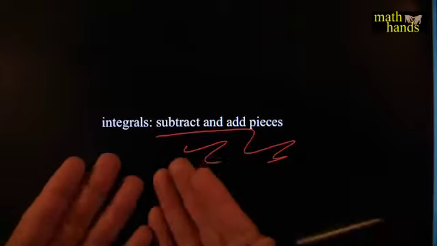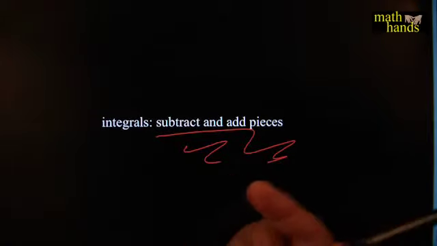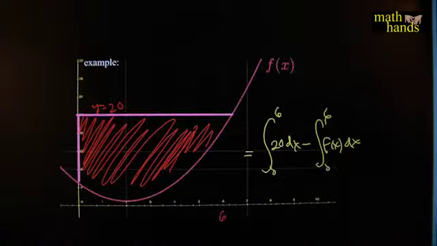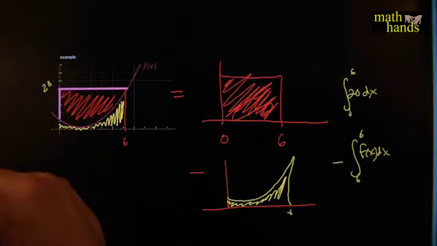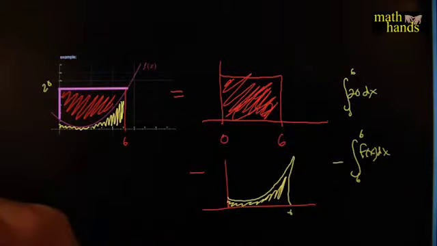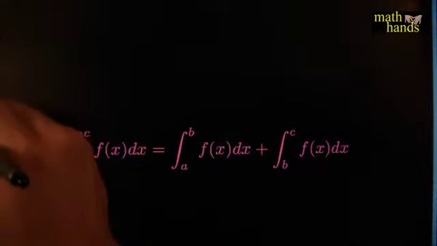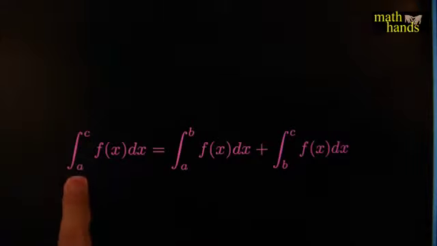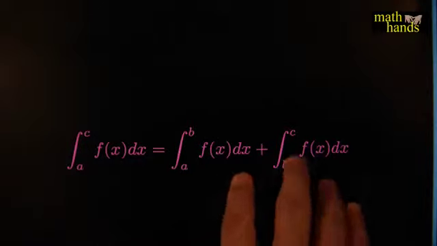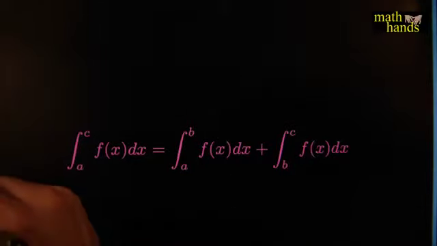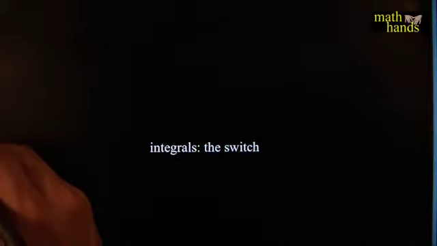The principle is that you can add and subtract pieces to make different pieces for integrals, okay? That's the principle. This is sort of a nice way of showing it. Anyway, that's another way of looking at it. If you go from A to C, it's the same thing as going from A to B, then B to C, showing that you can add pieces together or break them up.